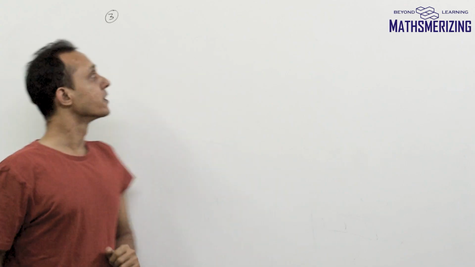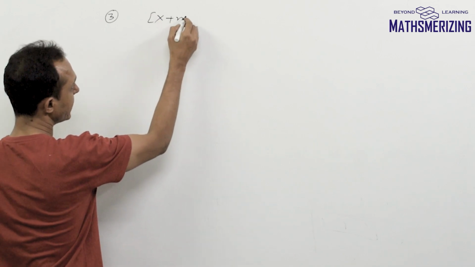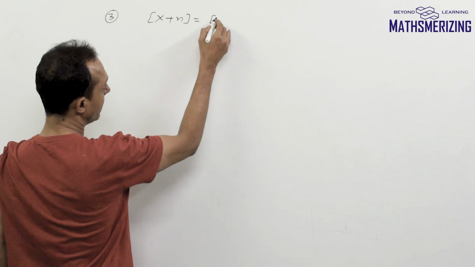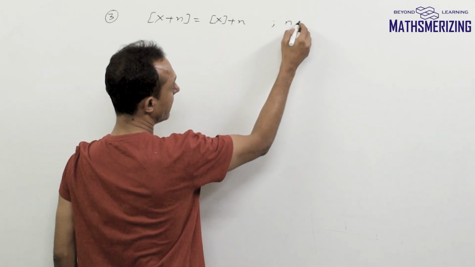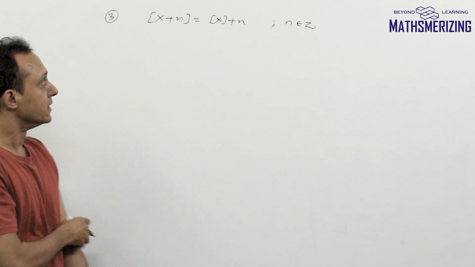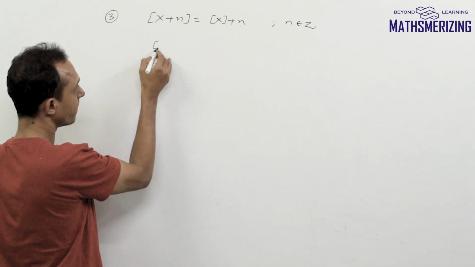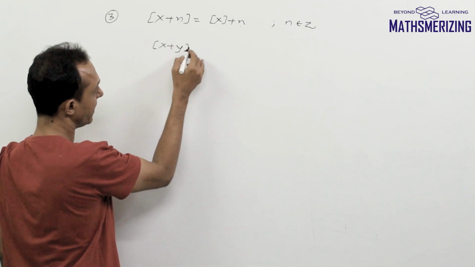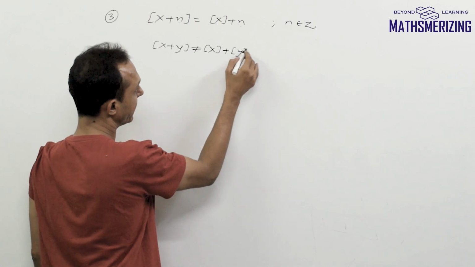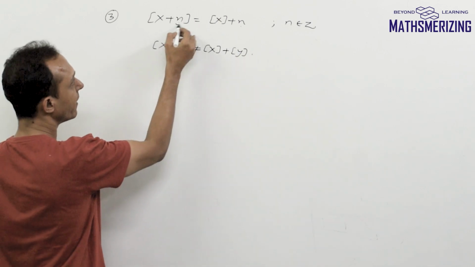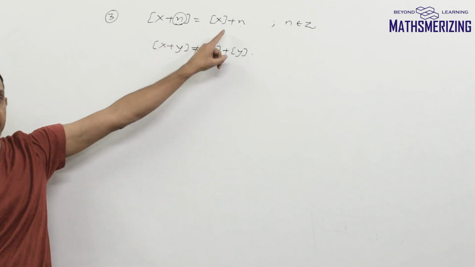The third property of the greatest integer function is that the greatest integer function of x plus n is equal to the greatest integer function of x plus n, when n is an integer. So it is only true when n is an integer. Generally, if we have the greatest integer function of x plus y, it is generally not equal to the greatest integer function of x plus the greatest integer function of y. It is only true when the other expression is an integer. So in that case, I can write it as the greatest integer function of x plus n.